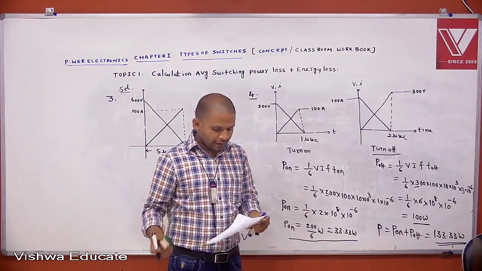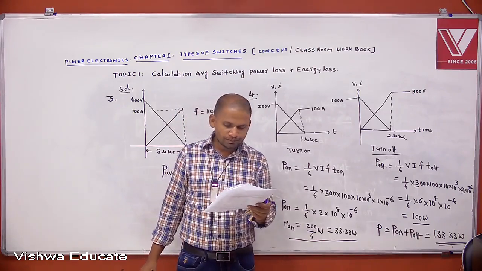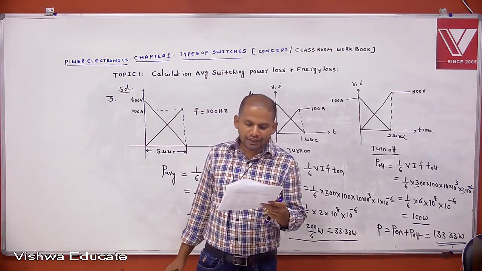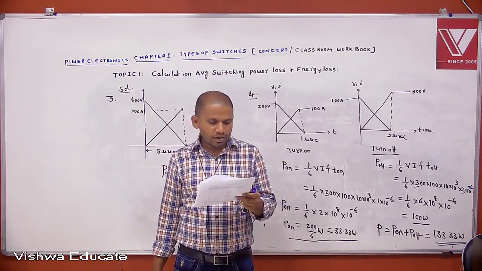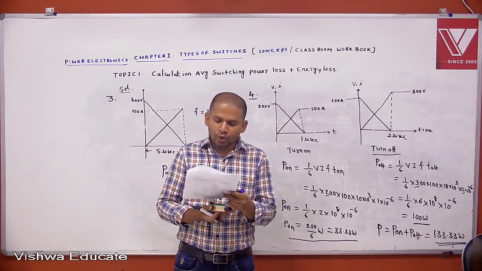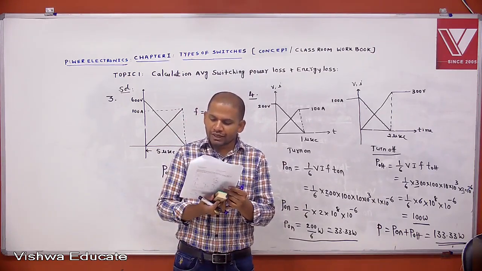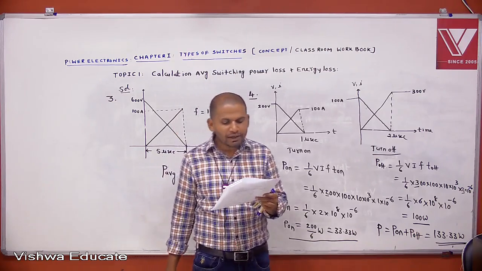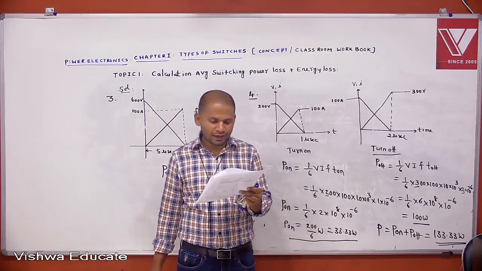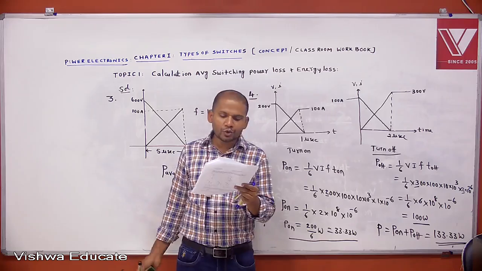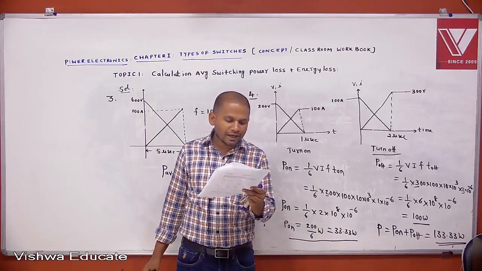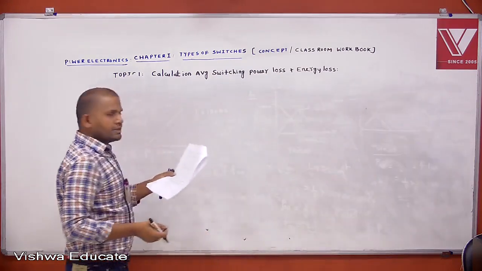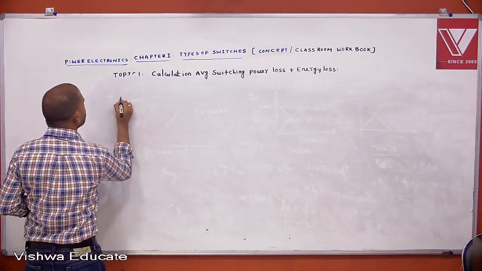Okay. See the next one, the fifth problem, the fifth question in topic 1. A power semiconductor switching characteristics as shown in the figure. If the mean power loss is limited to 200 watts, the maximum switching rate that can be achieved is dash. This is question number 5 in topic 1.